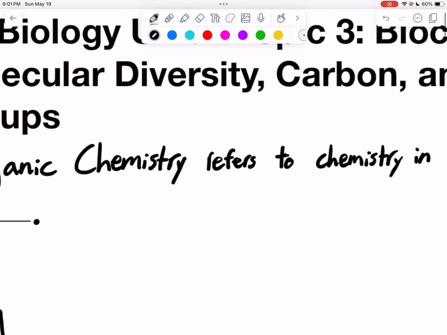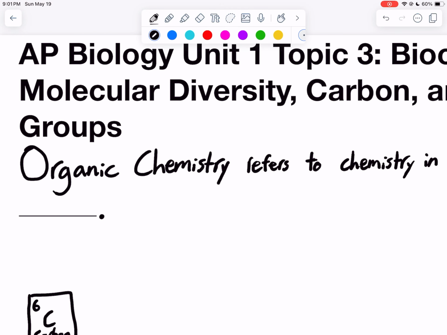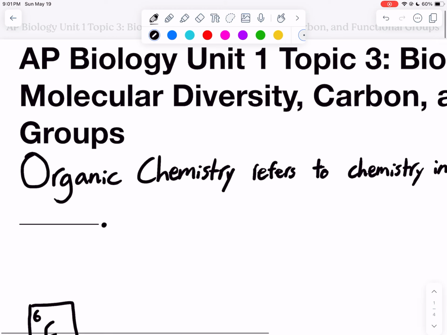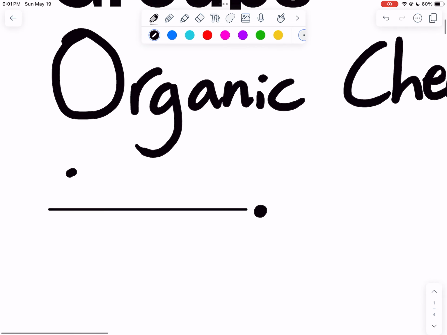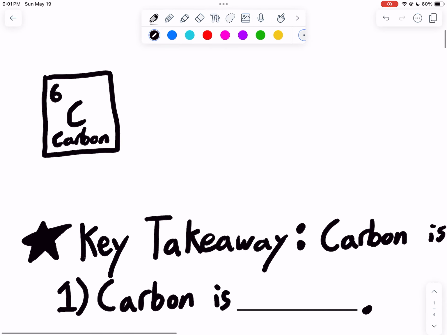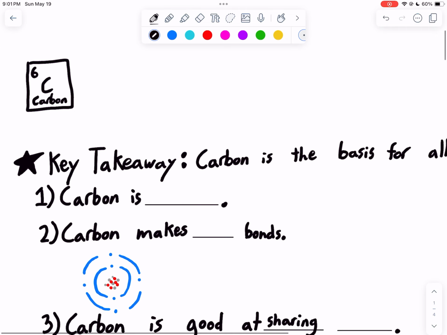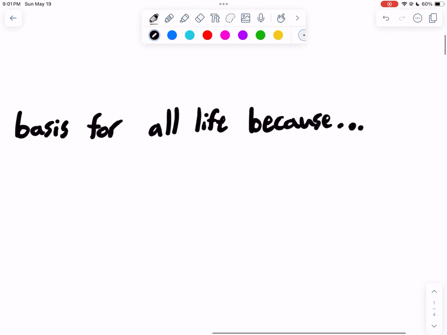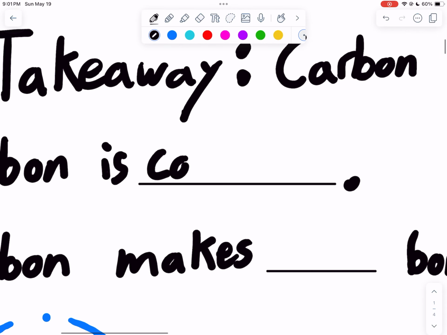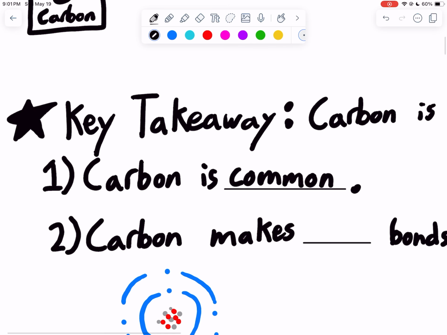So first, we have the concept of organic chemistry, which refers to the chemistry in the context of the element. You may have guessed it from down here. This is carbon. And carbon is a really important element for all of life as we know it, for a couple reasons. So, the first key takeaway of this video is that carbon is the basis for all life because of three reasons. The first of which is that carbon is straight up just really common, like it's found all over Earth, and there's a pretty wide abundance of carbon on Earth, which makes it convenient for life because you need a lot of stuff to support a lot of life.